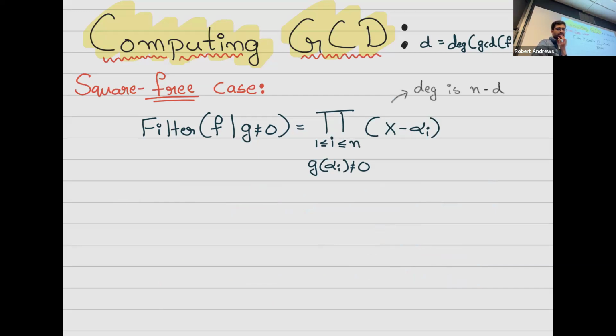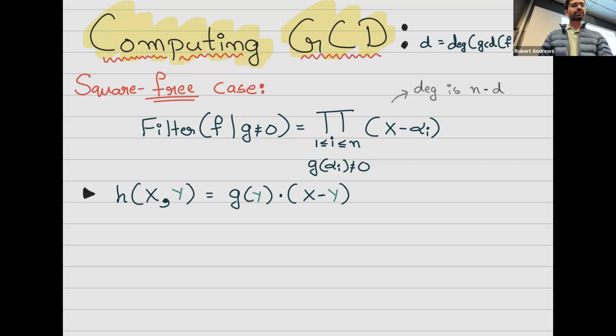So I want to compute this function. How would I compute this? The idea here is essentially the same thing I mentioned. Given the alphas, I want to evaluate g of alpha at all points and collect the terms which evaluate to non-zero. How do I do it algebraically? I define an auxiliary polynomial h of x comma y, which is just g of y times x minus y.